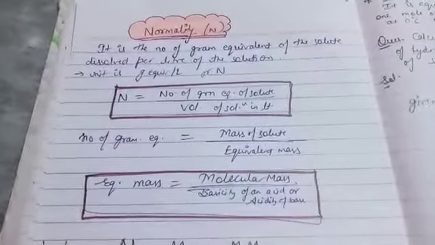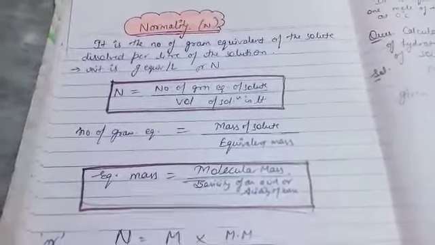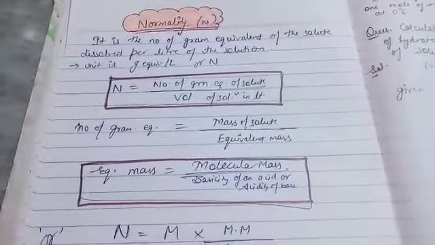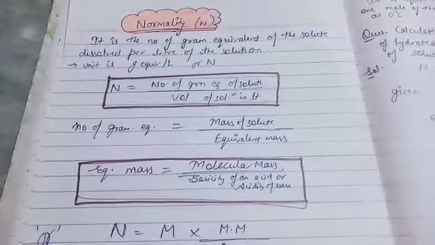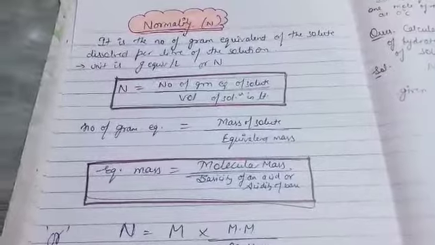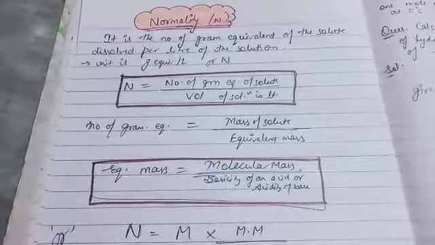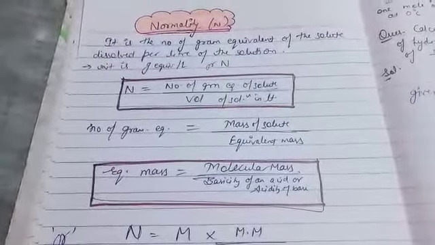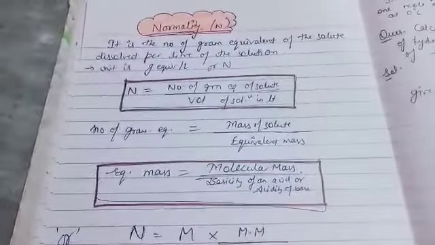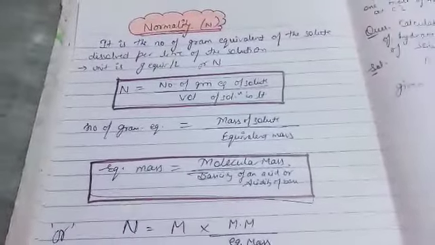Actually, both the topics are extra. That one is for your knowledge, because it is important from a competition point of view. That's why I'm explaining, and I'll explain only one numerical to you. Now, what is normality?